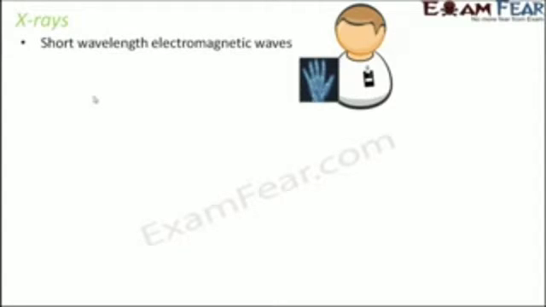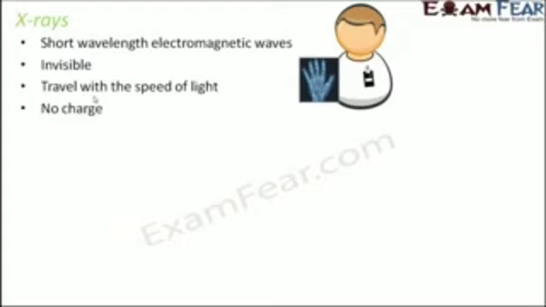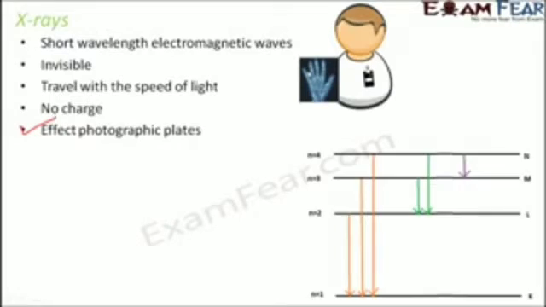So that happens because of the properties of X-rays. So X-rays are very short wavelength electromagnetic waves. They are invisible. You cannot see them. So if you have ever been for an X-ray, you would see that you cannot see those rays. However, they travel with the speed of light, and just like light, they also travel in a straight line. They do not carry any charge. They affect photographic plates, and this is one reason why we are able to take X-rays of different body parts, because on the photographic plates you see that impression, right? So that is possible because the X-rays are able to affect the photographic plates.